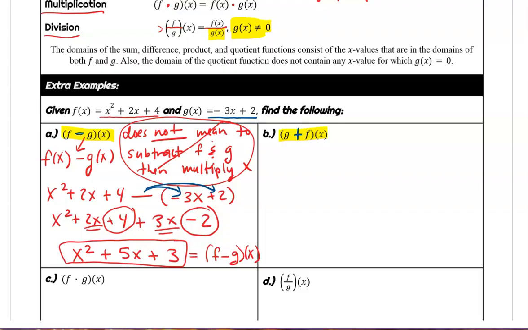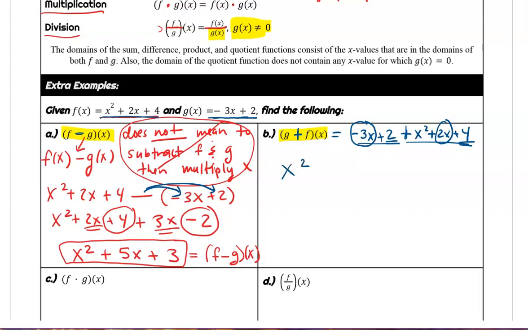When it's plus, though, it really doesn't matter what order you write these in or if you use parentheses or not. I'll go ahead and follow the order given just because I think it's helpful to do that. But it really doesn't matter when you're adding. So I just take the g of x expression right here, and then I just add that to the f of x expression over here. And then I just combine like terms. So I've got a negative 3x and a 2x, and then a plus 2 and a plus 4.